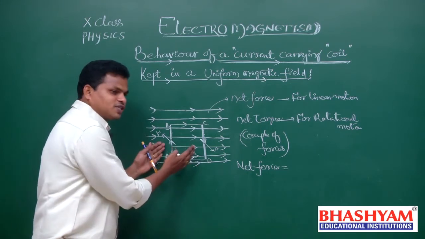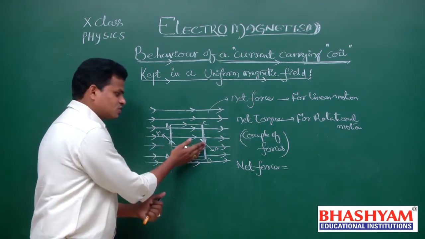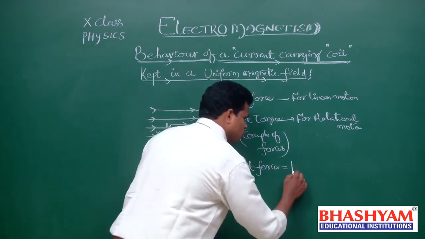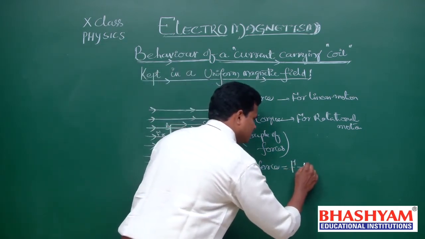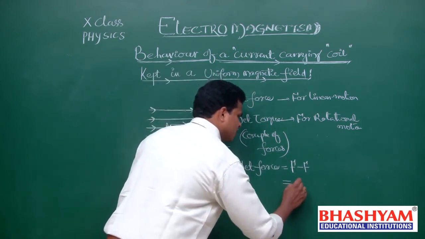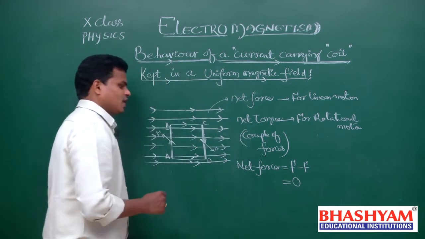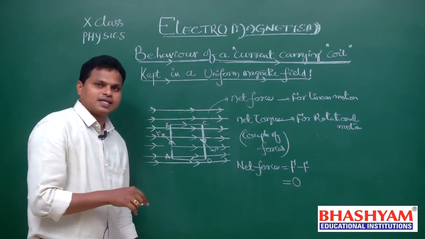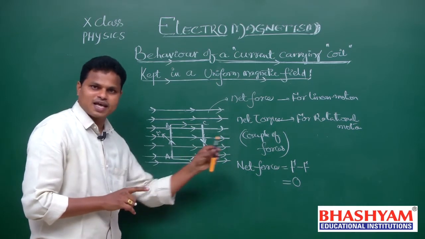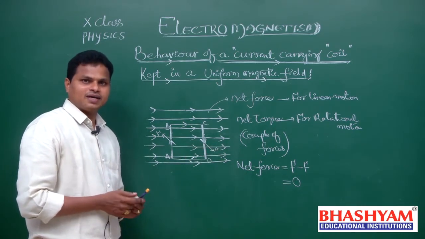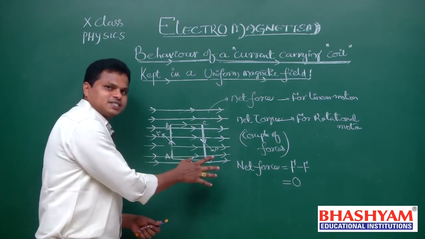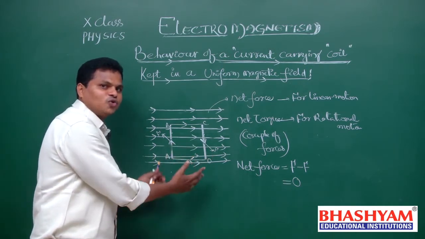But here, the two forces are opposite each other. One force is outward, one force is inward. Both forces are opposite, so F minus F, which means the net force is 0. If the net force is 0, there is no linear motion. But here a couple of forces are there. These couple of forces bring the coil into rotation.